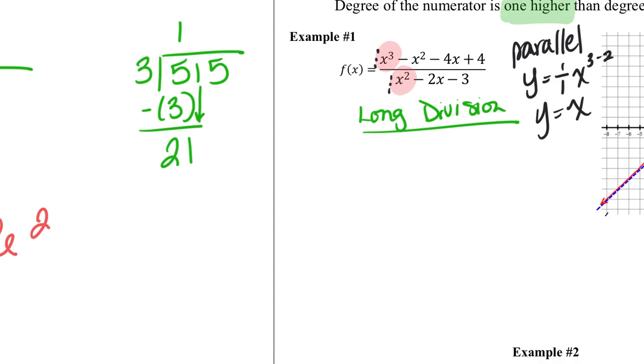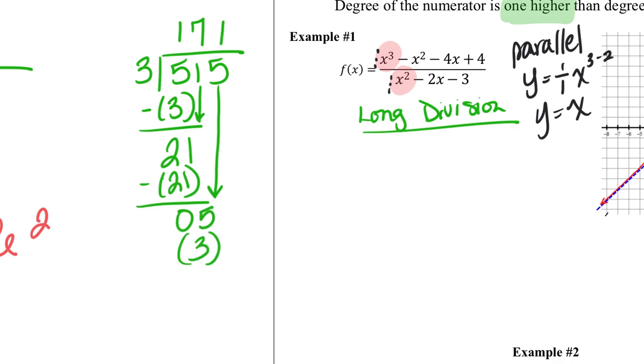3 times what gives me 21? That's 7. So 7 times 3 is 21. They have a difference of 0. You bring down your last digit. That's a 5. 3 times 1 gives me something less than 5. So I take the difference and I have a value of 2. That 2 is referred to as our remainder. So this concept of long division we're going to use when dealing with polynomials.